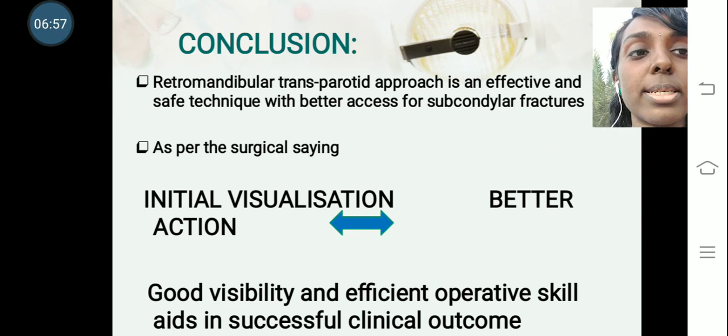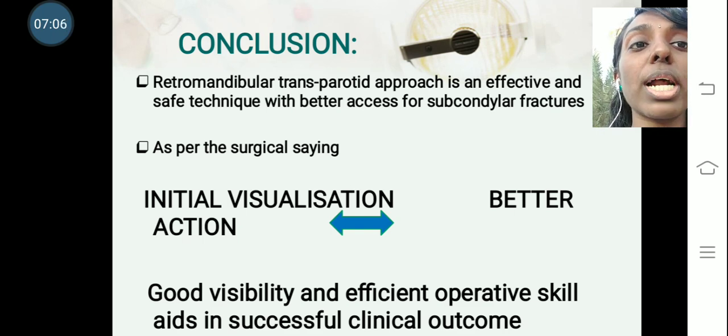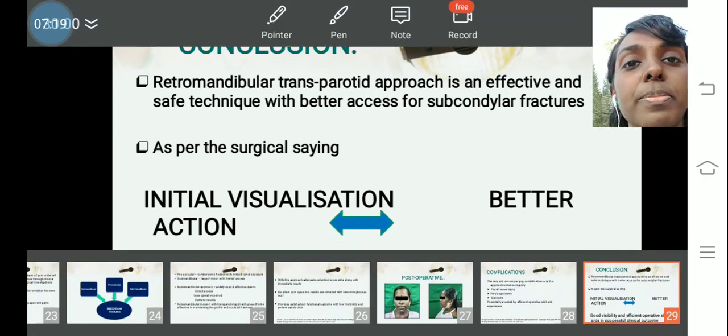So, I conclude by saying there will be a better outcome when there is a wide visualization. So, I recommend a retromandibular transparotid approach. The retromandibular transparotid approach is an effective and safe technique with better access for subcondylar fracture, and good visibility and efficient operative skill aid in a successful clinical outcome.